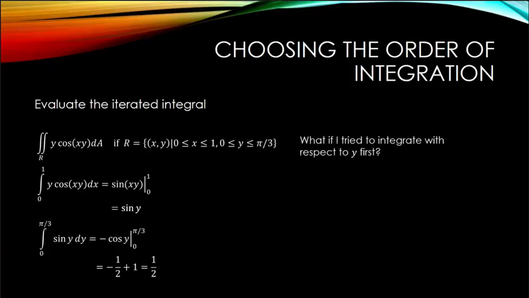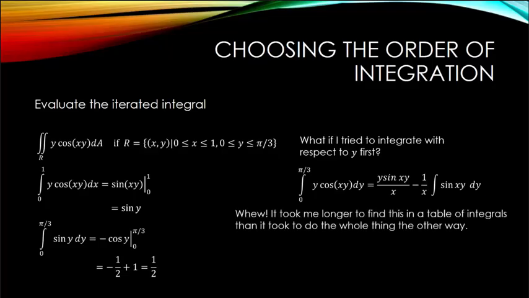Now, what if I try to integrate this with respect to y first instead of x? I'm going to set it up and take the integral from 0 to pi over 3 of y times cosine xy dy. This is a complicated integral to perform, and I'm going to have to go to my integral table and look up the value of that integral. I get y times sine of xy over x minus 1 over x times the integral of sine of xy dy. I gotta tell you, this is looking ugly.